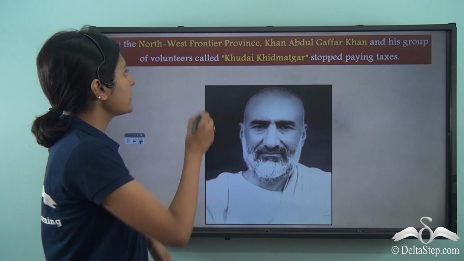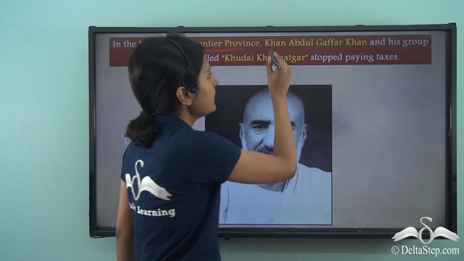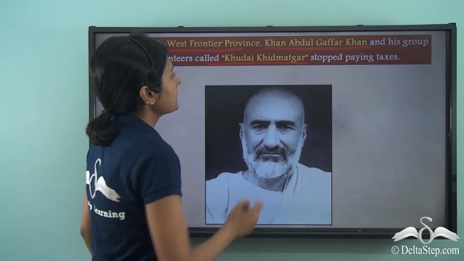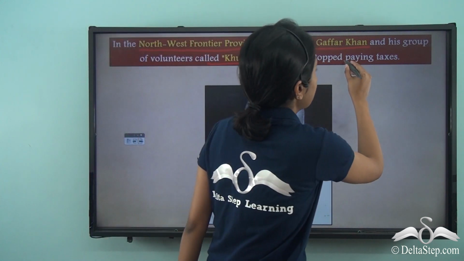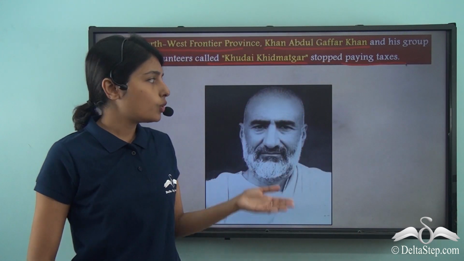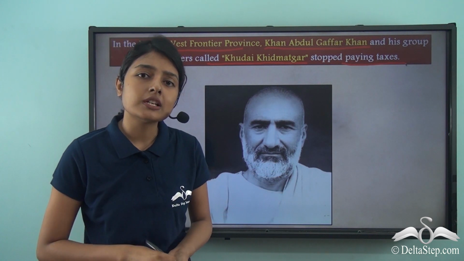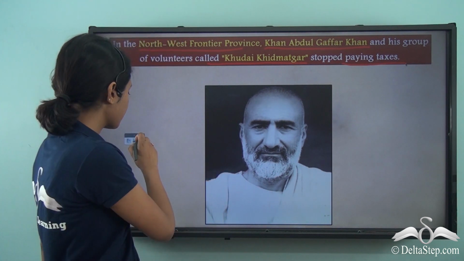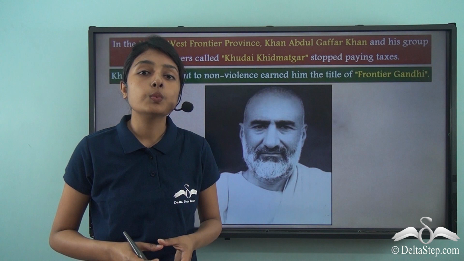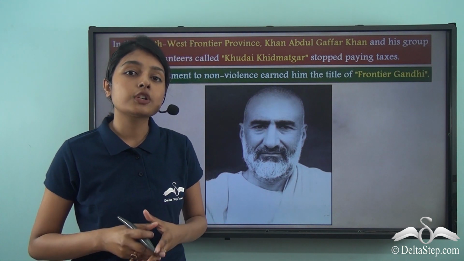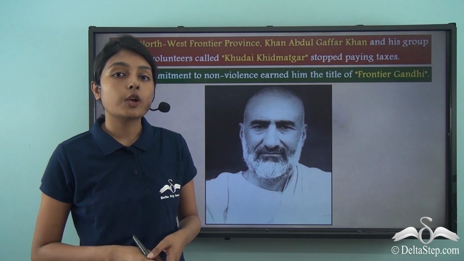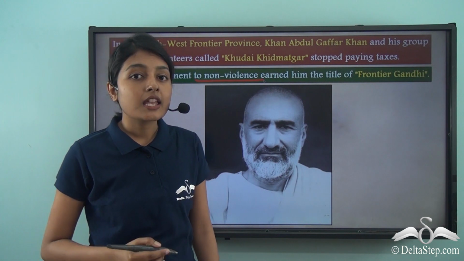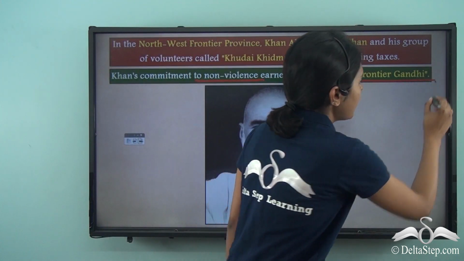Likewise, in the northwest frontier province, Khan Abdul Ghaffar Khan and his group called the Khudai Khidmatgar stopped paying taxes. So they were no longer paying taxes which were arbitrarily imposed upon the Indians by the British colonial government. Khan Abdul Ghaffar Khan was a staunch believer and supporter of Mahatma Gandhi's non-violent ideals, and because of his commitment to non-violence, he was given the title Frontier Gandhi.